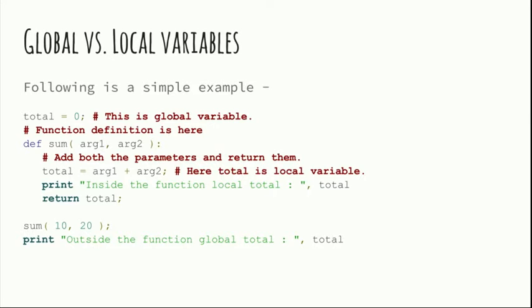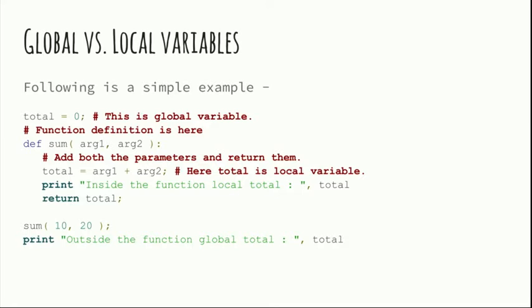Following is a simple example. total = 0. This is a global variable. Function definition is here. def sum(arg1, arg2): add both the parameters and return them. total = arg1 + arg2. Here total is a local variable.